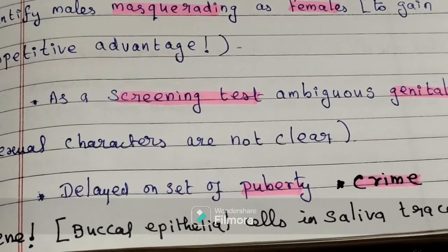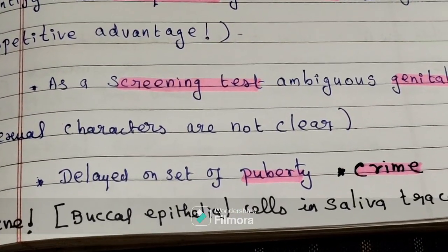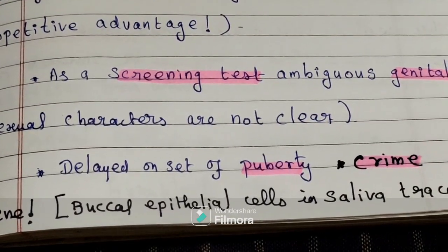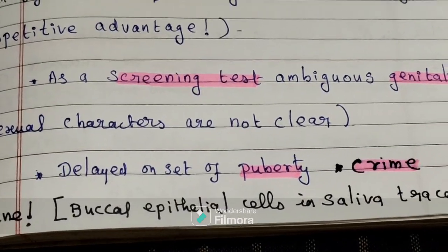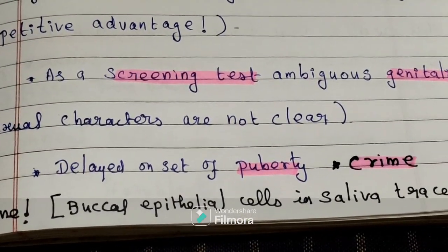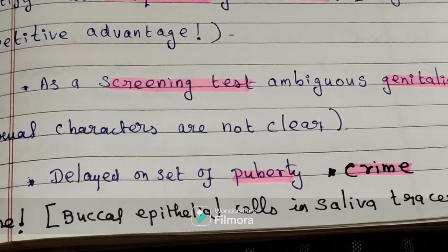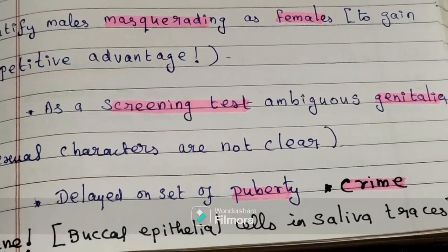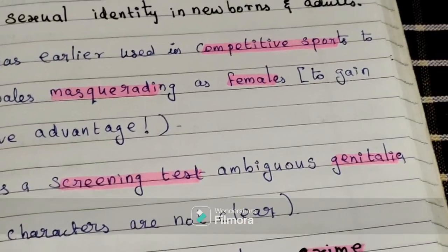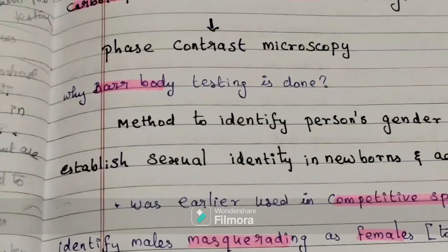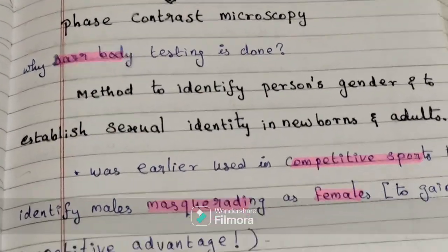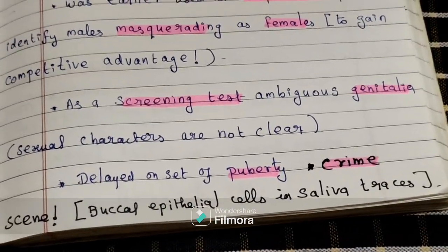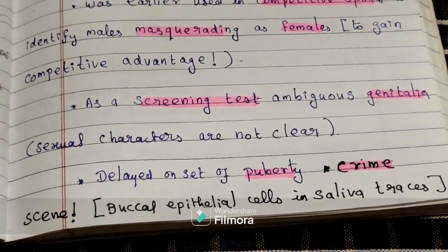Then in forensics at a crime scene, you can find evidence of Barr bodies in buccal epithelial cells in traces of saliva. Sometimes Barr body testing is asked for in delayed onset of puberty and at a crime scene. So why is Barr body testing done? Sexual identity in newborn, general identification, then delayed onset of puberty and a crime scene.